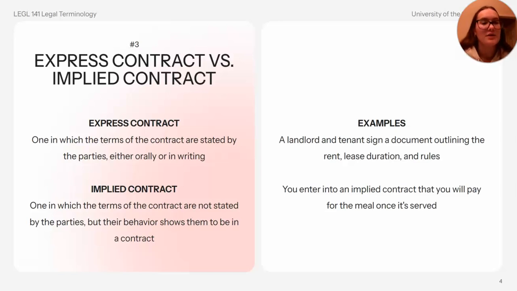Express contract is one in which the terms of the contract are stated by the parties either orally or in writing. An example would be a landlord and tenant sign a document outlining the rent, lease duration, and rules. An implied contract is one in which the terms of the contract are not stated by the parties, but their behavior shows them to be in the contract. An example would be you enter into an implied contract that you will pay for the meal once it is served at a restaurant.